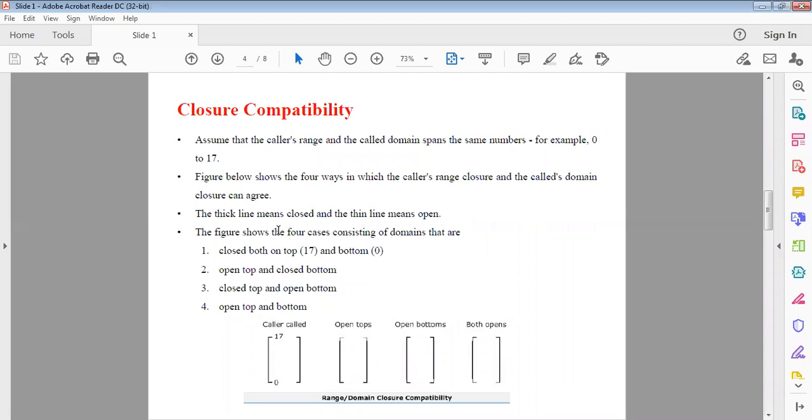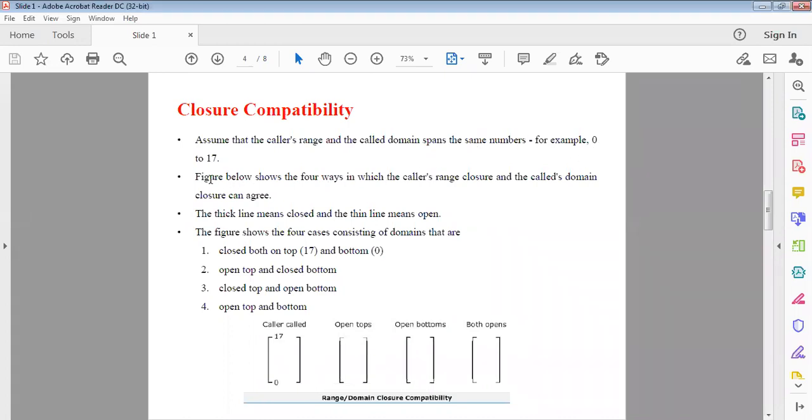What is meant by closure compatibility? Generally, closure compatibility finds the closure of the range given to a particular domain, and checks whether the domain and range are compatible or not. For example, assume a range from 0 to 7. In interface testing we will have the caller as well as the called, because it is interfacing between two components. While performing closure compatibility, the caller range and the called domain span the same numbers. The range has to be closed.